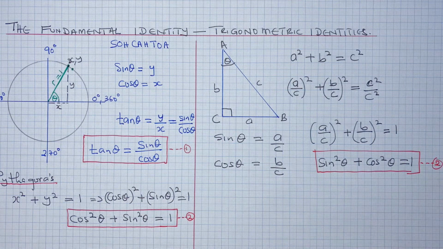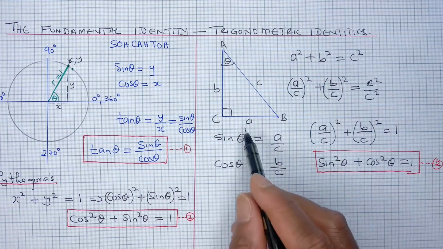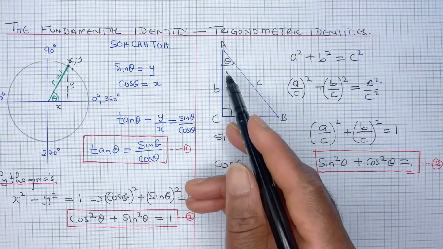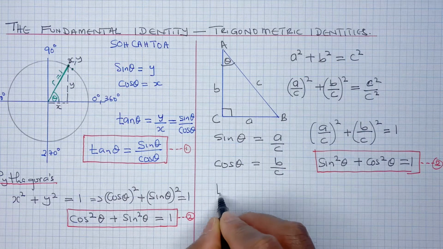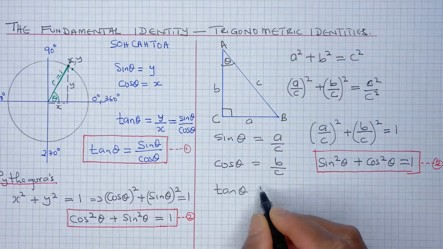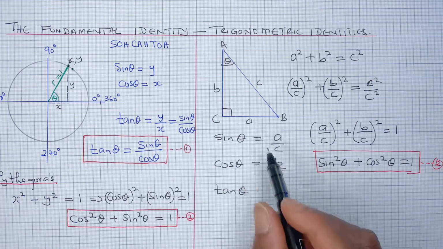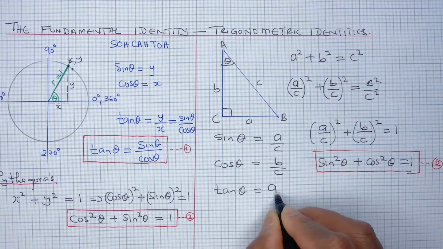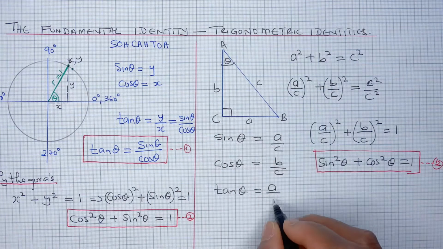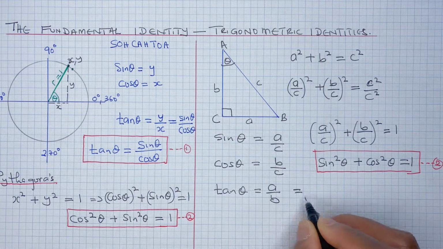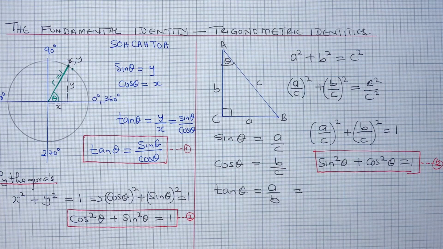So we can get number 1. So the only thing we need to do is find the angle here. Same thing. The angle here is tan theta. What's tan theta? Opposite over adjacent. Opposite, which is a over b. Good. A over b is tan theta.